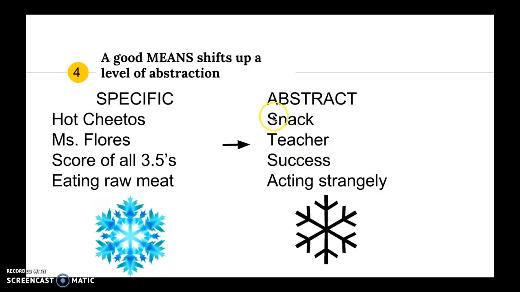And then lastly, a good means shifts up a level of abstraction. So take all these specific words: hot Cheetos, Miss Flores, a score of all 3.5s, and eating raw meat. A more abstract version of each of those: for hot Cheetos, snack. Miss Flores is an example of a teacher. A score of 3.5s is success. Eating raw meat is acting strangely. You can think of it as the specific thing is an example of some kind of larger category. And a good means is going to talk about that larger category to help make it more simple.